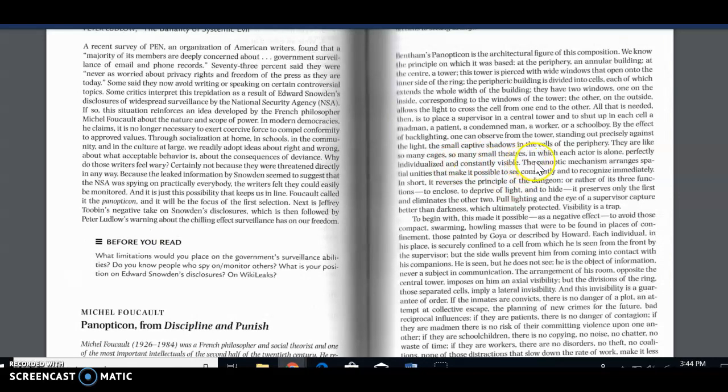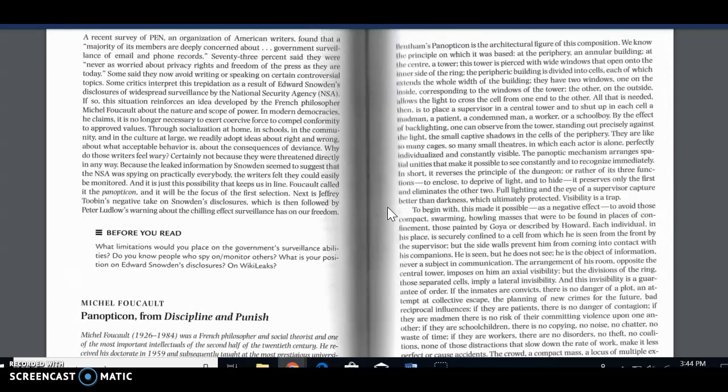Let's go here. The panoptic mechanism arranges spatial unities that make it possible to see constantly and to recognize immediately. In short, it reverses the principle of the dungeon, or rather of its three functions: to enclose, to deprive of light, and to hide. Okay, this is a great metaphor here, and this is a great visualization. Foucault's a master at this, right? If we have a dungeon, what does a dungeon mean to do? It's to keep you underground, separate from light, kind of trapped.